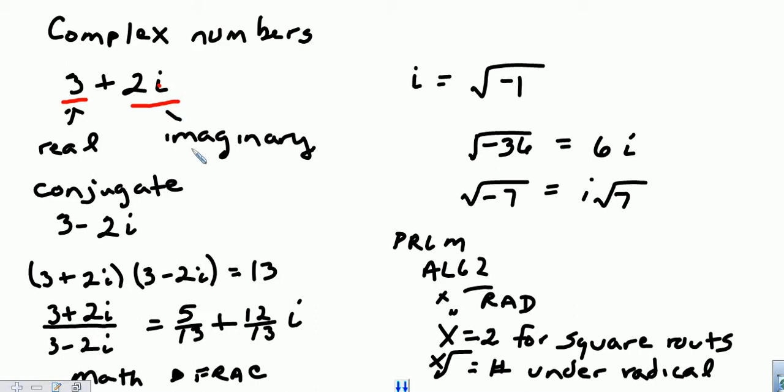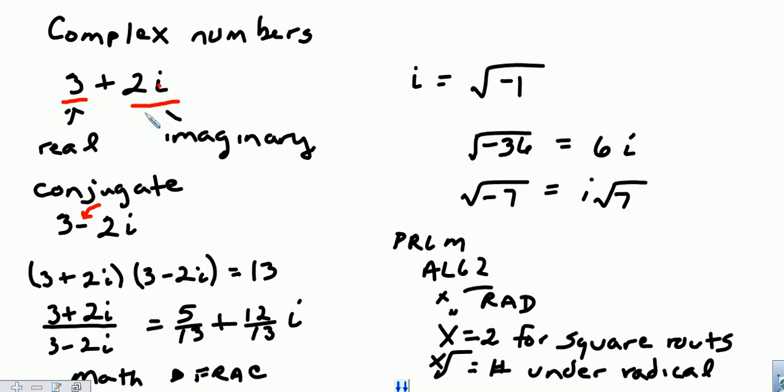One of the most important terms we run into with complex numbers is the conjugate. The conjugate of a complex number has the sign of just the imaginary part changed. So the conjugate of 3 plus 2i would be 3 minus 2i. We have changed simply the sign of the imaginary part of the number. So the conjugate of 3 plus 2i is 3 minus 2i. The conjugate of 3 minus 2i is 3 plus 2i.